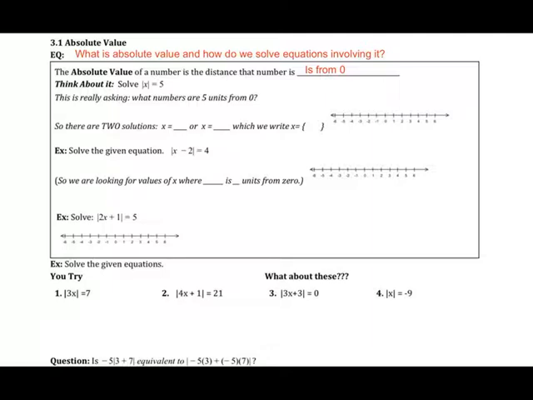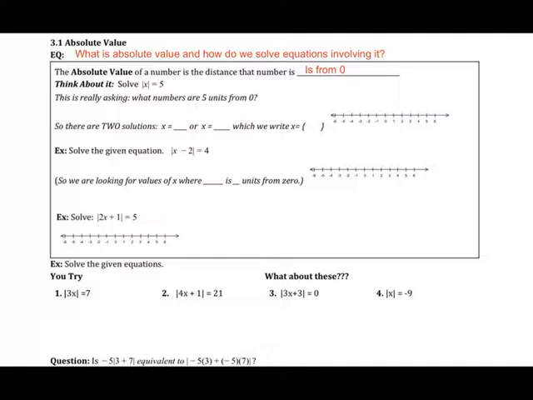Then in 3.2, we're going to talk about independent variables, which leads us right to the idea of what is a function. We're going to spend some time graphing functions and analyzing functions as well. So this first section is sort of its own little piece, all about what is absolute value and how do we solve equations that involve absolute value.